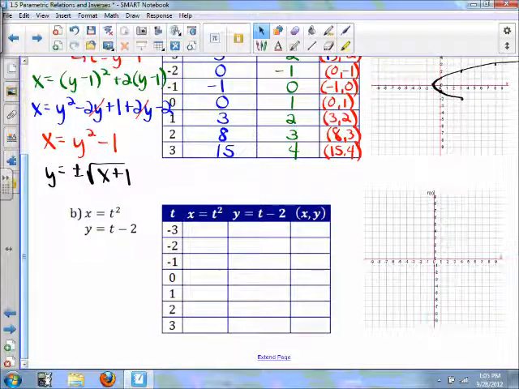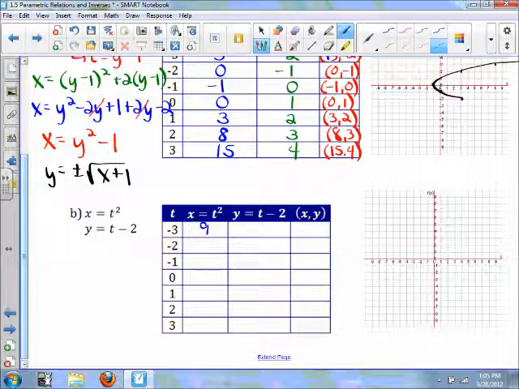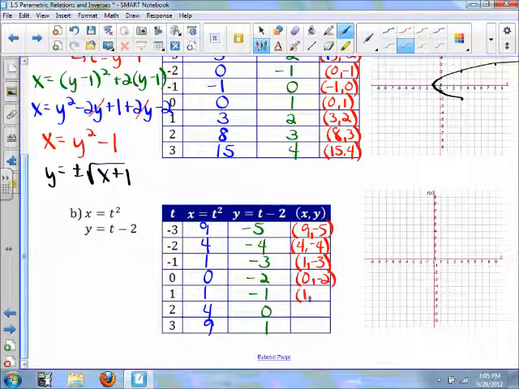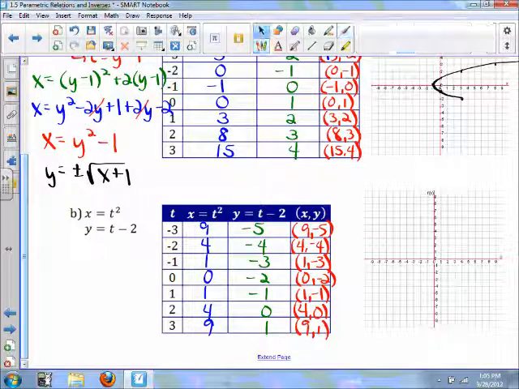Moving on to B. To find x equals t squared. Well, negative 3 squared is 9. Well, 4, 1, 0, 1, 4, 9. We'll have negative 5, negative 4, negative 3, negative 2, negative 1, 0, and 1, which means our points will be 9, negative 5; 4, negative 4; 1, negative 3; 0, negative 2; 1, negative 1; 4, 0; and 9, 1.